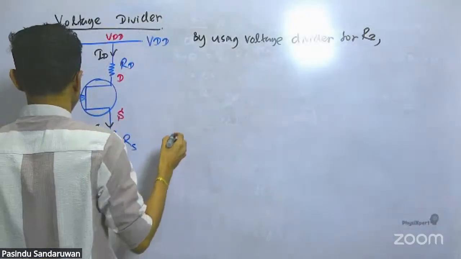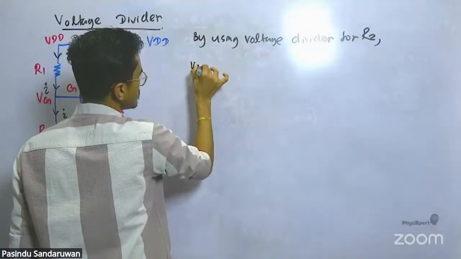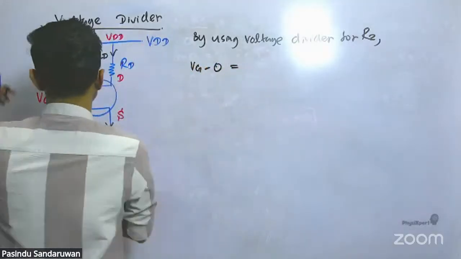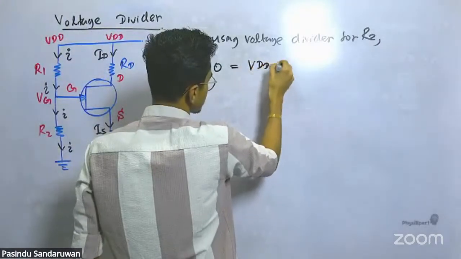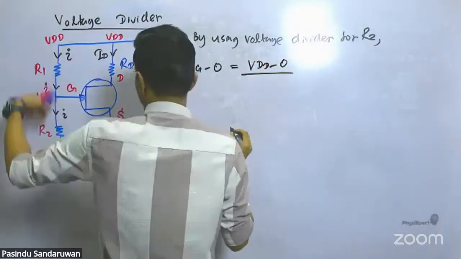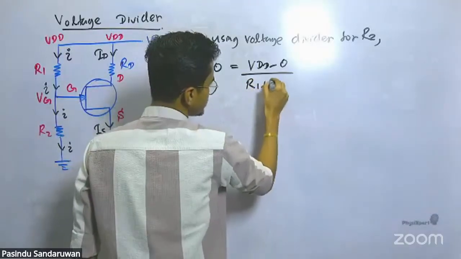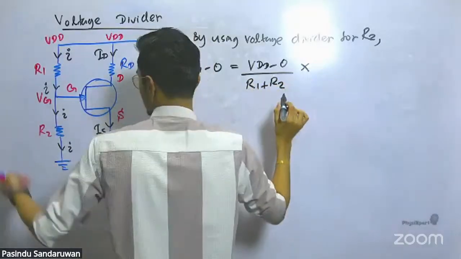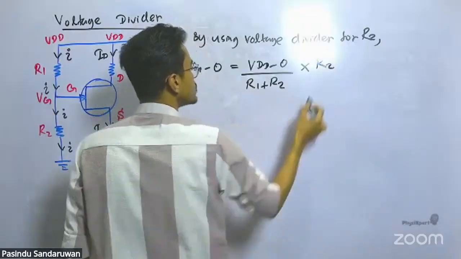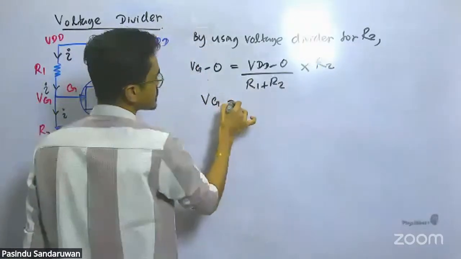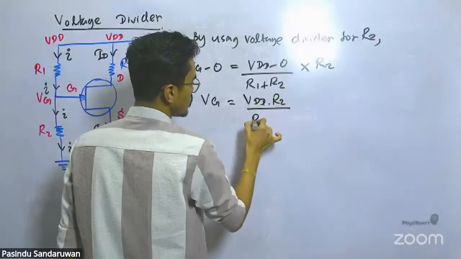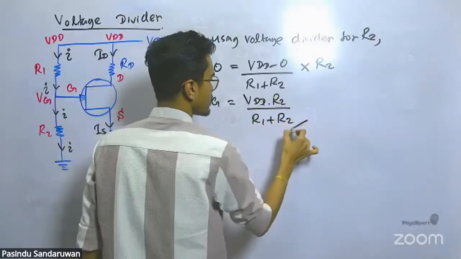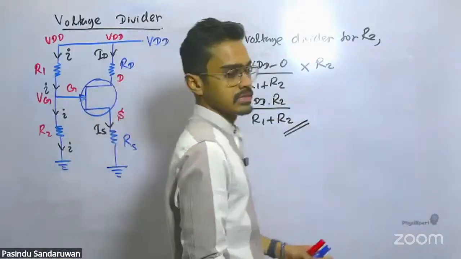For R2, the potential difference across R2 is VG minus 0. The total potential difference of the system is VDD minus 0, over the addition of resistors R1 plus R2. We need this across R2, times R2. Then VG equals VDD R2 over R1 plus R2. This is VG.